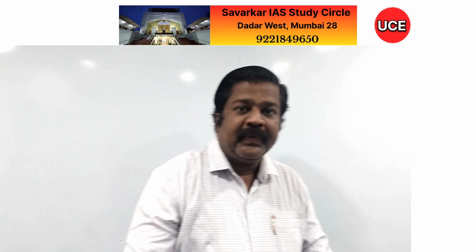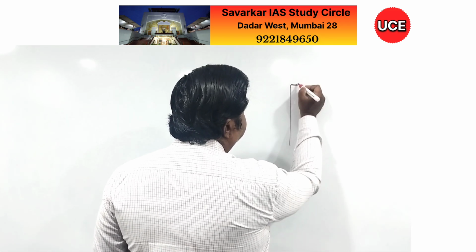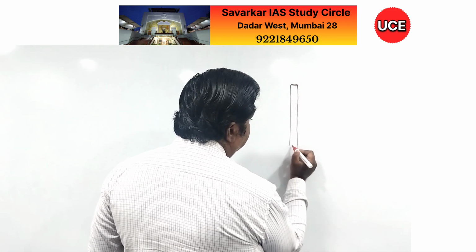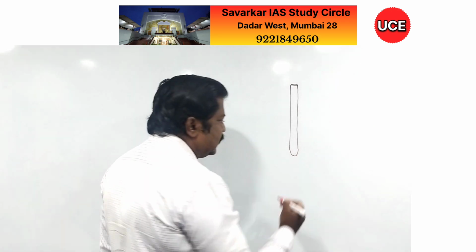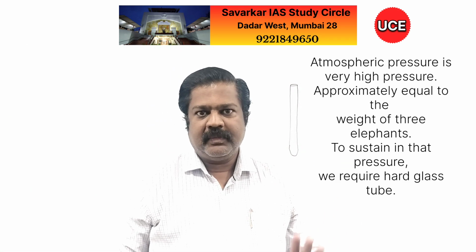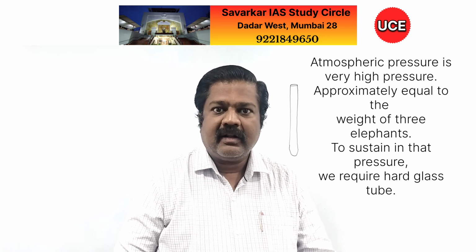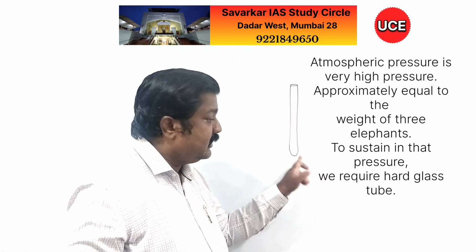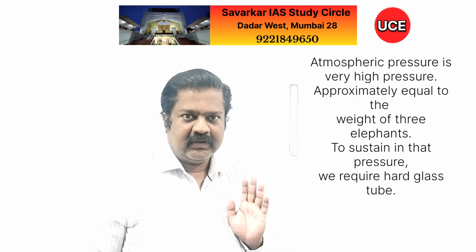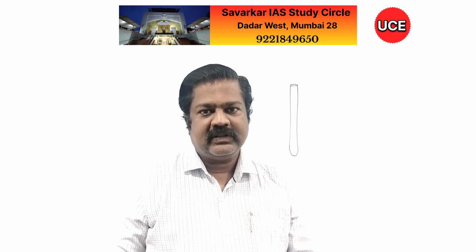So let us start. First, you have to take a tube, which is a hard glass tube. Why it is hard glass, I will explain. But right now we have to consider this is a hard glass tube. Now this hard glass tube has a length of 1 meter. You are aware 1 meter means 100 centimeter.